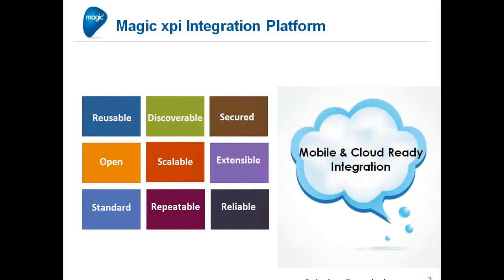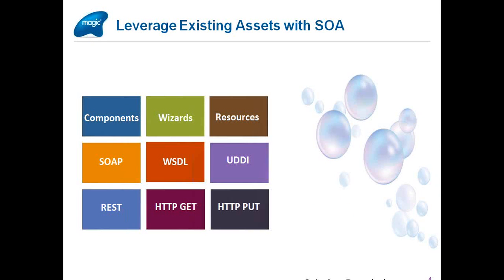So as we talk about Magic XPI, we're talking about a technology which is mobile and cloud ready for integration, meaning that you can easily interface to Magic XPA mobile applications. You can easily interface with cloud applications such as Salesforce.com and literally thousands of others. So you can do this by leveraging your existing assets and enabling them as services through service-oriented architecture.